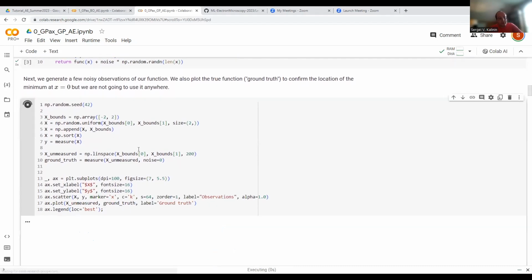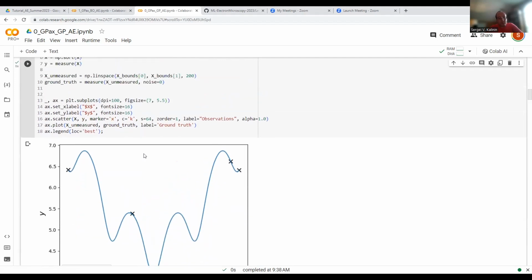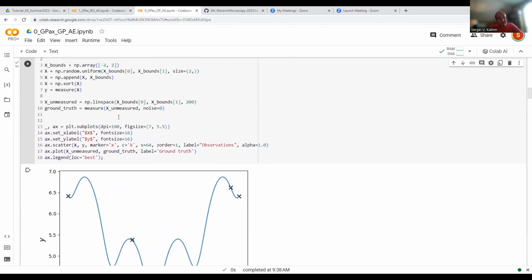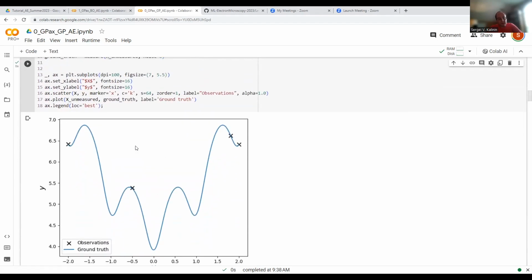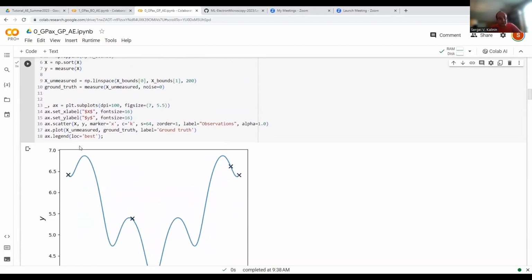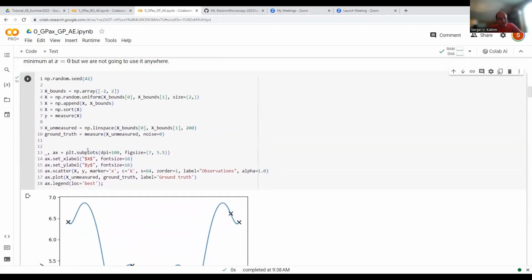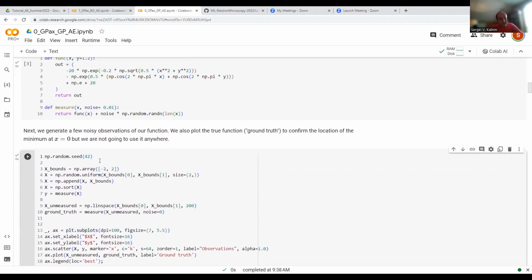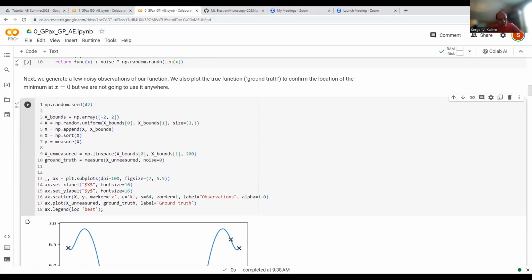So the second thing we are going to do is generate several noisy observations of the function. This is an example of the ground truth, the blue curve, and the measurements, the crosses here. So let's assume that in this case we perform the measurement with this number of points. This is our ground truth. Our X is where we take the measurements, where we perform the measurement points.